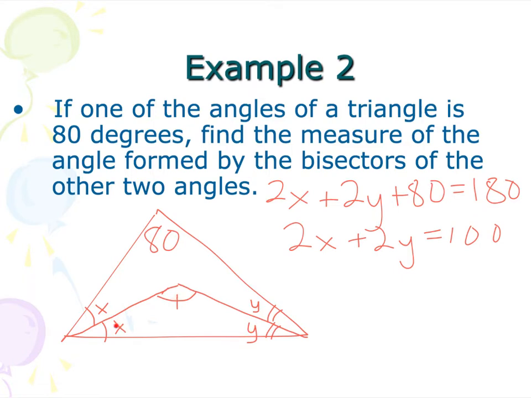Well, if I can figure out what x and y added together are, I don't care what they are individually, then I can figure out this third angle because I can just subtract it from 180, right? Let's keep going. If I divide this by 2, I get x plus y is equal to 50. So what's left over? If x and y add up to 50, I don't care if it's 20 and 30, 25 and 25, 1 and 49.